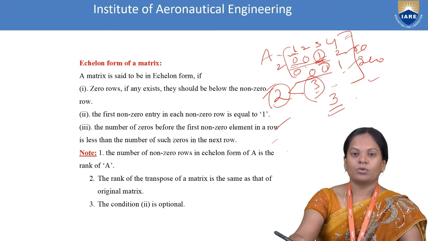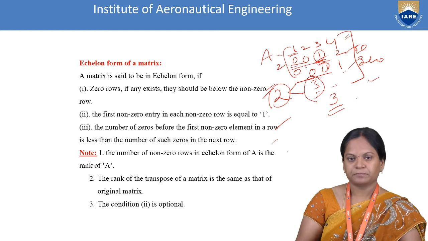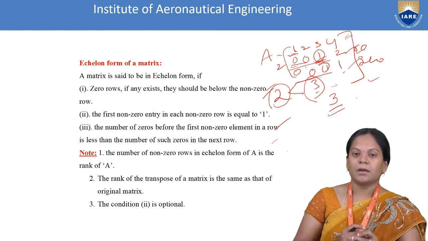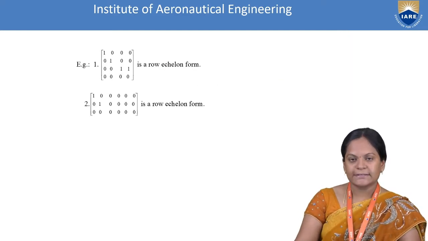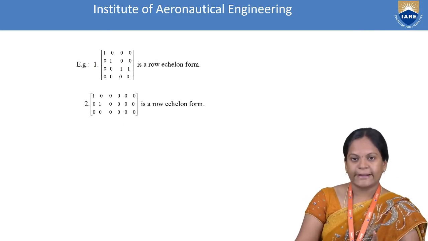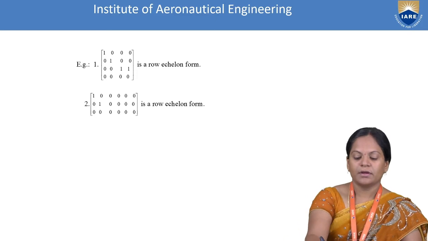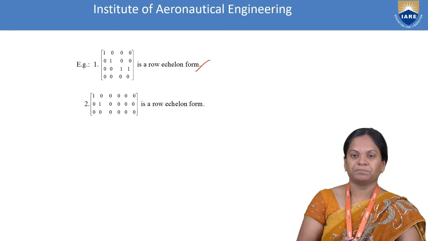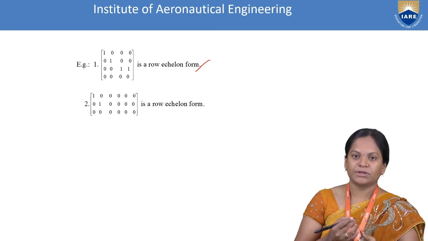Now we will count the number of non-zero rows. Here the number of non-zero rows is 3. Then the rank is 3. So like this we have to change the matrix into echelon form, then find the rank. These are the two examples of echelon form, and here we are using only row transformations. That's why we call it row echelon form. We are not using any column transformations.